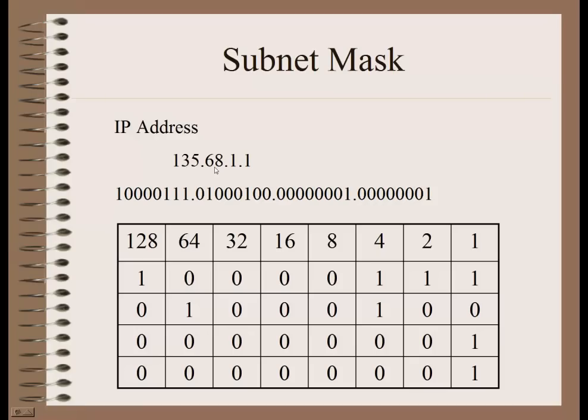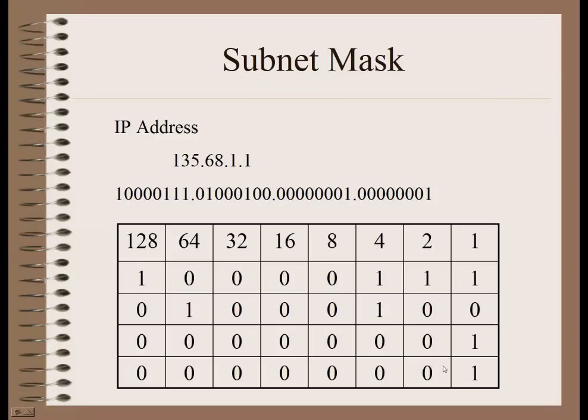Now the next one is 68. So if we look down the second row here, you'll see that 64 was set and the 4 was set, nothing else. So 64 and 4 is 68, and that is representative in binary to the number 68 in decimal. The last two are pretty simple, just 1 and 1, so we don't set anything but the first bit, the 1 bit, on both of those last two octets.